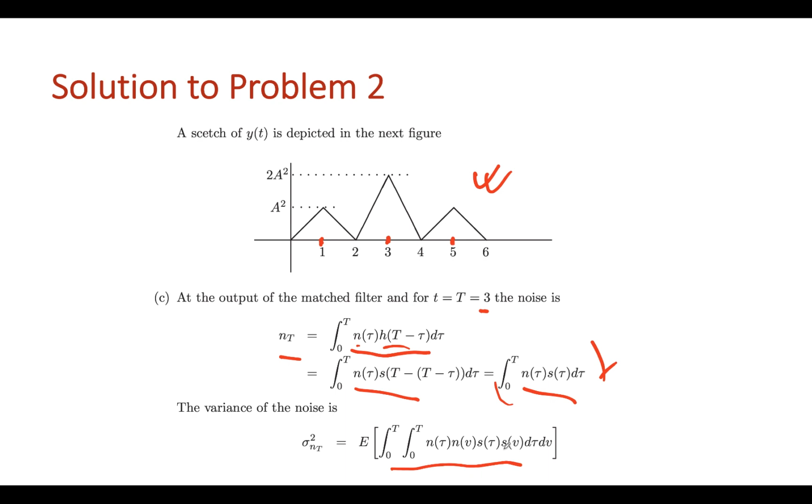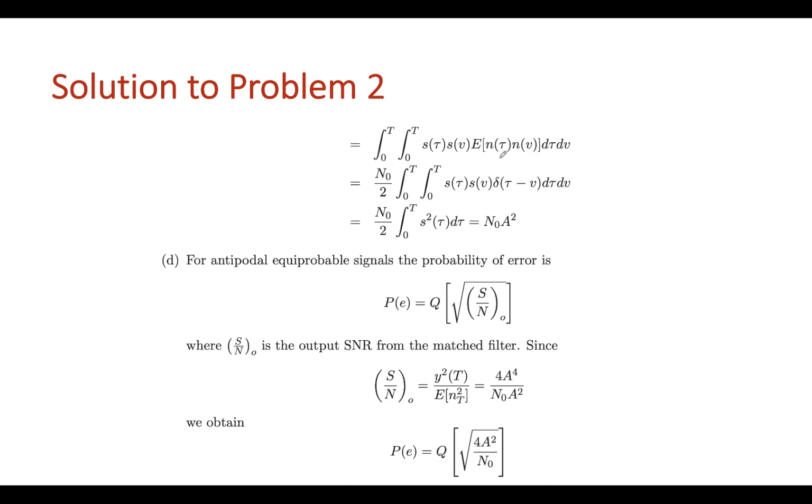Okay, and then you can calculate the variance of the noise by doing some algebraic manipulations and applying the rules of calculus, as well as the property of the noise, which is Gaussian zero mean.